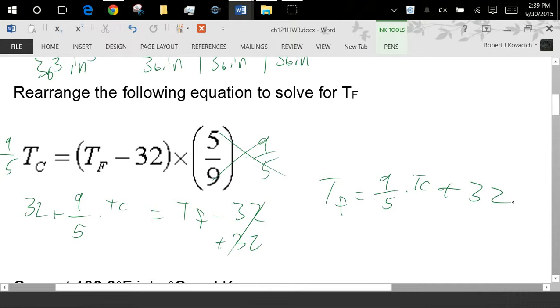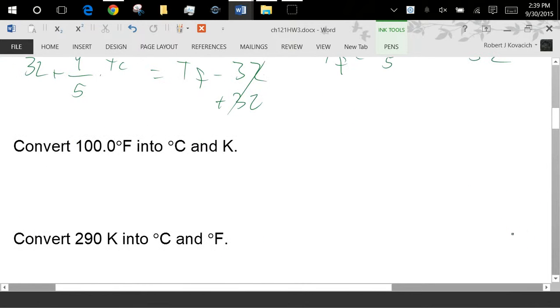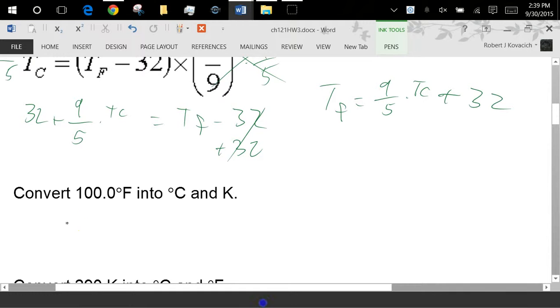Okay. I'm going to go from 100 Fahrenheit into Celsius and into Kelvin. So my temperature Celsius is equal to 100 minus 32 times 5/9. Why do I need parentheses here? I need to do that subtraction off the 100. The 32 needs to come off the 100.